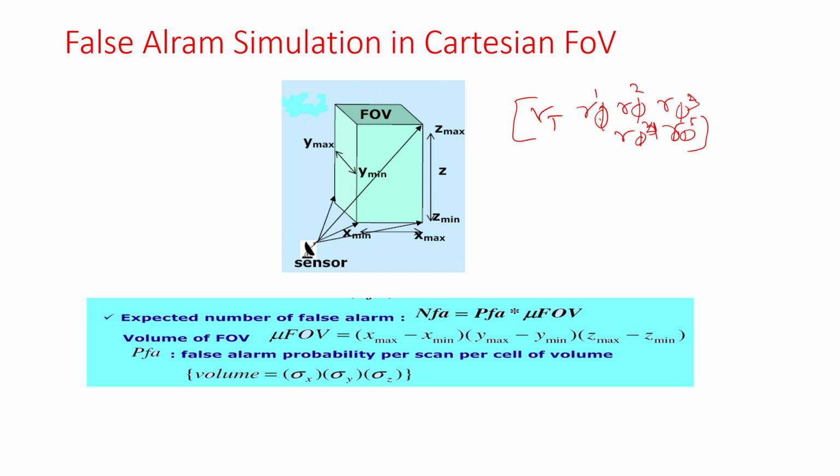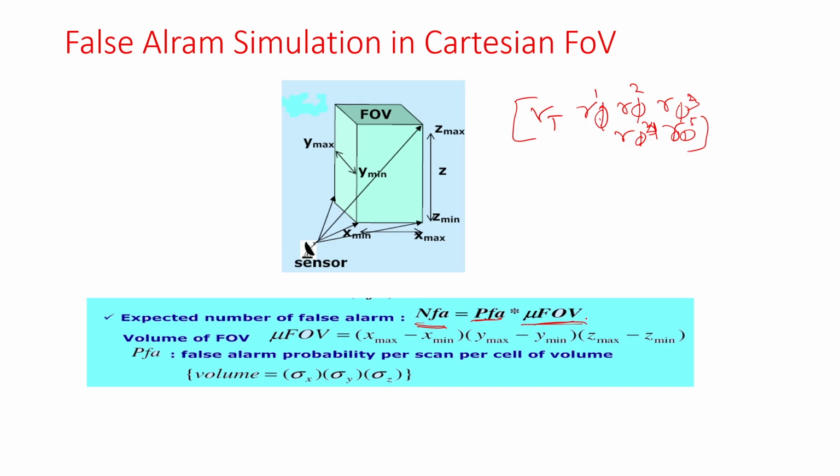False alarms can be simulated in multiple ways. The most popular approach is to simulate them from a Poisson distribution. What is a Poisson distribution? I will explain it in a subsequent slide. So, how to simulate it? The expected number of false alarms, which I denote NFA, is the false alarm probability per scan cell volume, that is PFA, times the total surveillance area volume.